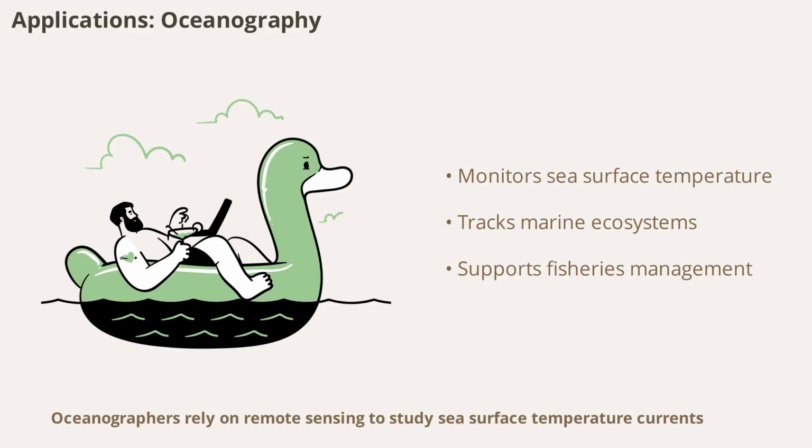Oceanographers rely on remote sensing to study sea surface temperature, currents, and marine ecosystems. Satellites provide data on ocean color, chlorophyll concentration, and sea level, supporting research on fisheries, marine biodiversity, and ocean health. This information is vital for managing marine resources and understanding the impacts of climate change on oceans.